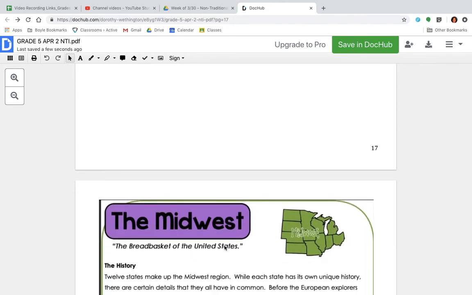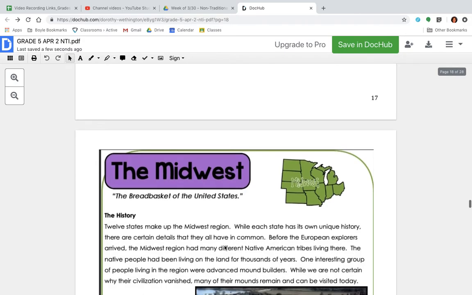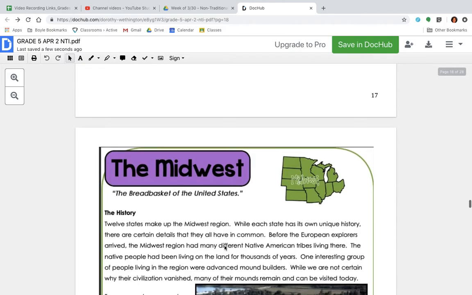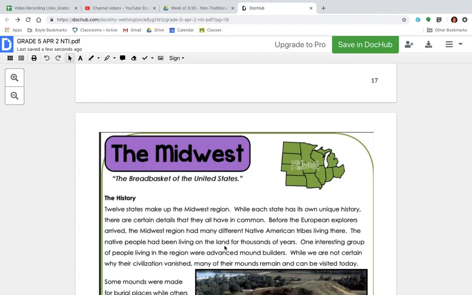The Midwest, the breadbasket of the United States. The history. 12 states make up the Midwest region. While each state has its own unique history, there are certain details that they all have in common. Before the European explorers arrived, the Midwest region had many different Native American tribes living there. The native people had been living on the land for thousands of years.